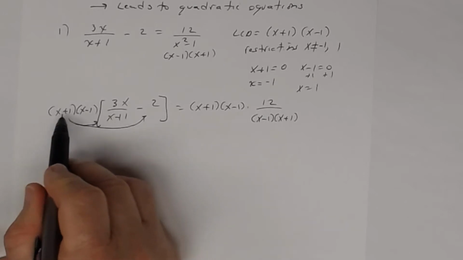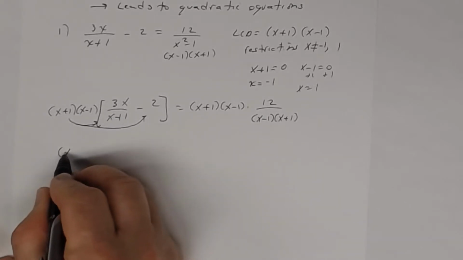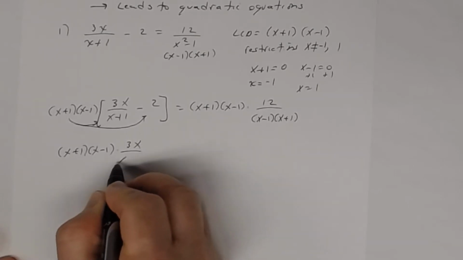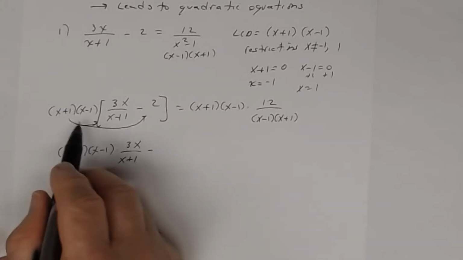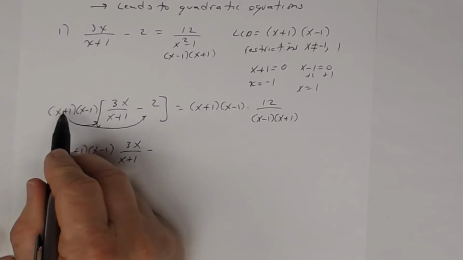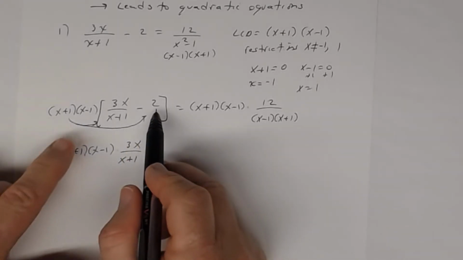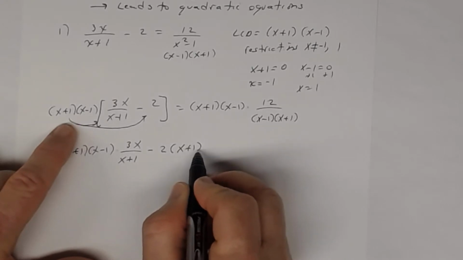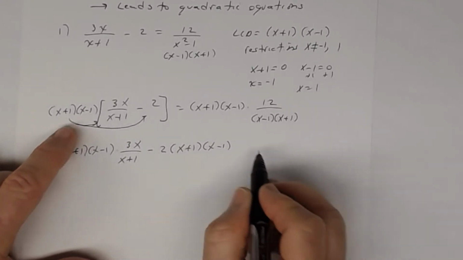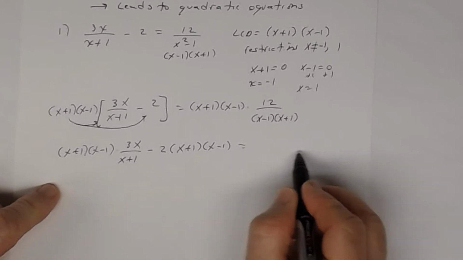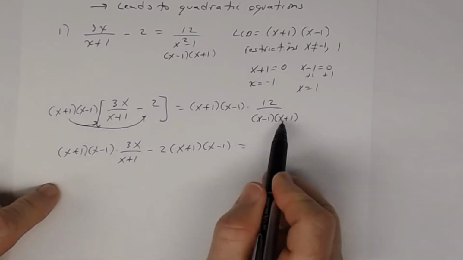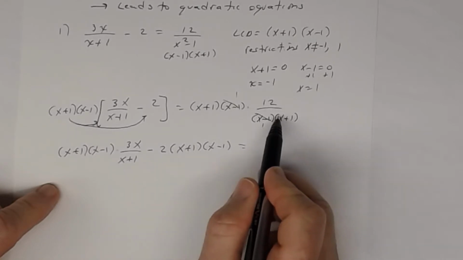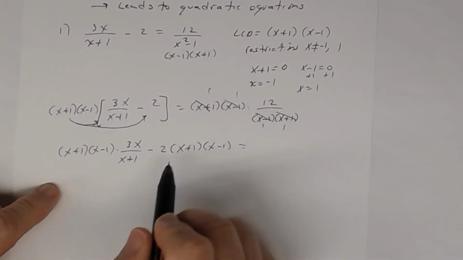So the LCD times that first fraction, so x plus 1 times x minus 1 times 3x divided by x plus 1 minus, and then the same thing here. So the LCD times that second fraction, except I'm going to put the 2 in front. So it'll be 2 times x plus 1 times x minus 1 equal. Now, since I'm running out of room, I'm going to go ahead and reduce here first. So the x minus 1s divide out, you're left with factors of 1. The x plus 1s divide out, you're left with factors of 1.